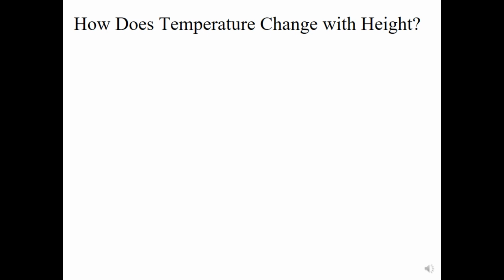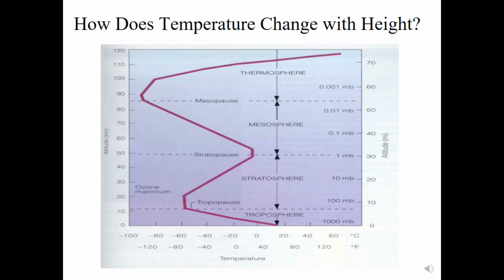So how does temperature change with height? Well, here we have an image that is showing the altitude from 0 all the way up to 120 kilometers. So this is basically going from the surface all the way to space. And then we have the temperature in the two different scales, the Celsius scale and the Fahrenheit scale, along the x-axis. So in the lower part of the atmosphere, the temperature is decreasing with height, and then it stabilizes and then starts to increase with height until you reach a maximum at about 50 kilometers, and then it starts to decrease with height again, reaching a minimum at about 90 kilometers, and then once again increasing.